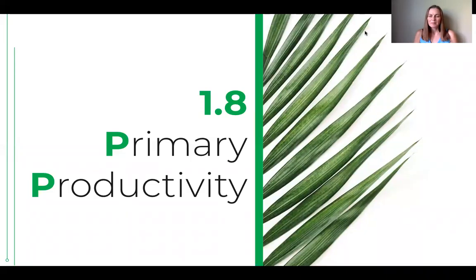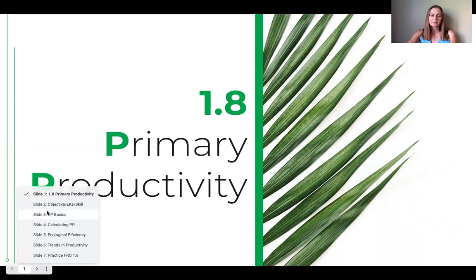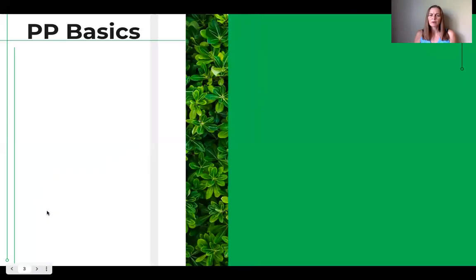Welcome back to our APES flipped classroom, where we're continuing our conversation about ecosystems. And today we're focusing in on ecosystems and their energy and where that energy comes from and how it's used. And so we broadly call that primary productivity. And so we're going to jump right in and talk about primary productivity. So let's look at the basics of primary productivity.